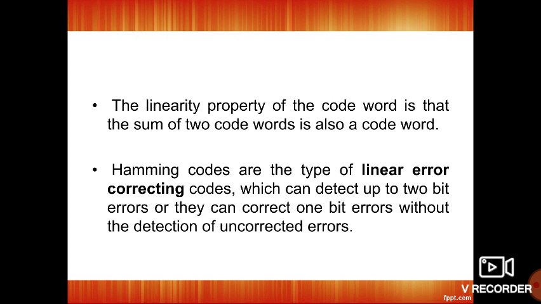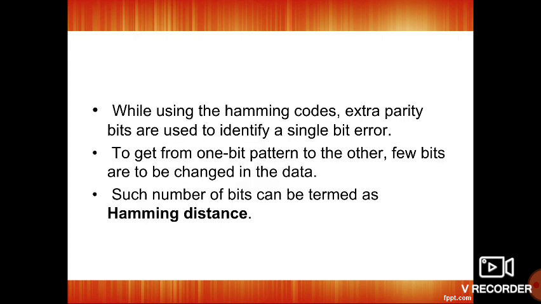The Hamming codes are a type of linear error control code, and they can detect up to 2 bits of errors, and can correct a single error. That is the basic concept of Hamming code. A Hamming code is a set of linear block codes, represented as (n, k). While using this Hamming code, extra parity bits are used to identify the single bit error. To get from one bit pattern to the other, a few bits must be changed in the data. Such a number of bits is termed the Hamming distance.